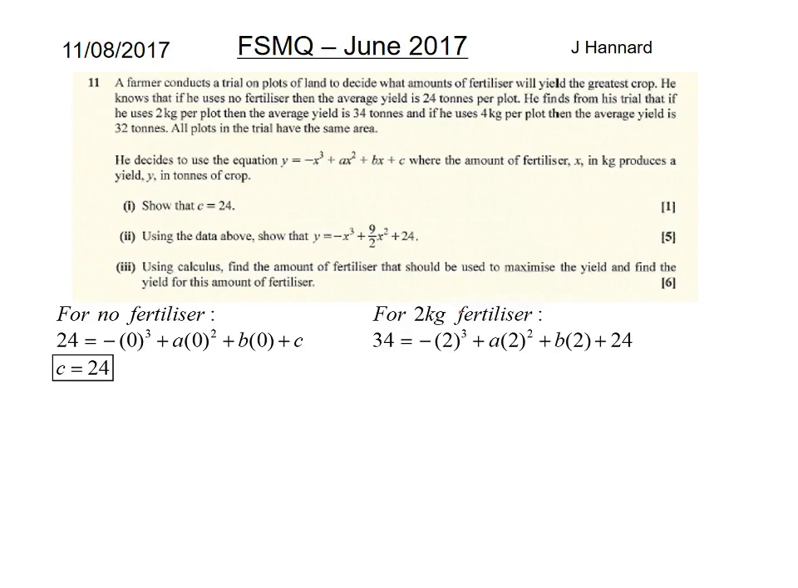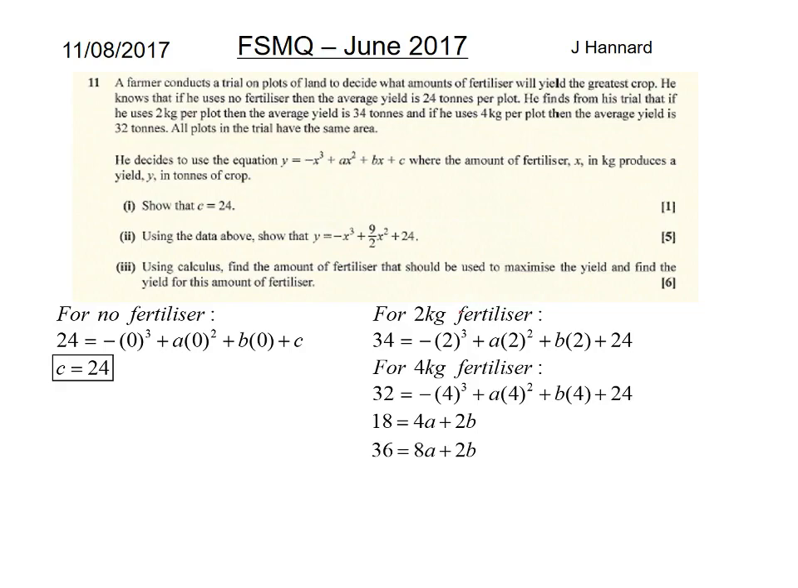So for 2 kilograms of fertiliser, we put a 2 through and we set it equal to 34, and that leads to 18 equals 4a plus 2b. And then for 4 kilograms of fertiliser, we've got 32 is equal to 4 put through it, and you get 36 is equal to 8a plus 2b once you've fiddled around with it, divided through and deliberately matched the b's. You'll end up with that.